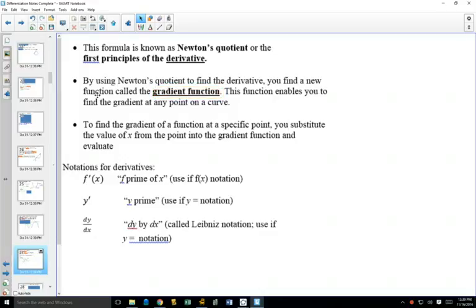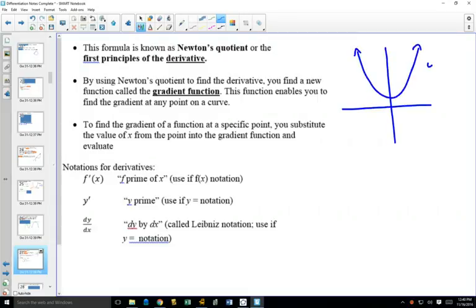And another word for slope is gradient. So this new function that we find, we can call a gradient function, because by doing the derivative, you can get an equation that tells you all the slopes of all the lines. For example, here's our y equals x squared plus 1.